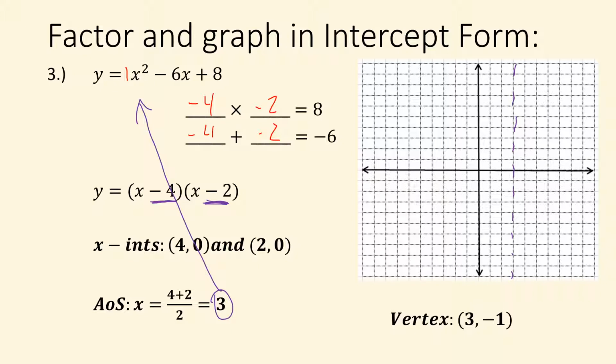All right, so now we can graph everything out. So we have 3, negative 1 is our vertex, and it's just doing the normal pattern, up 1, up 3, up 5.